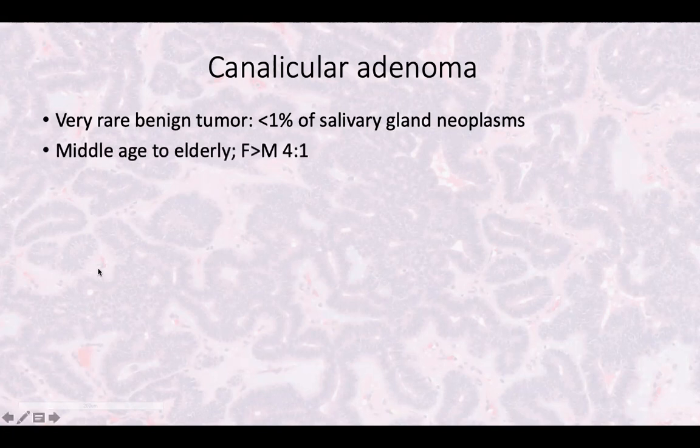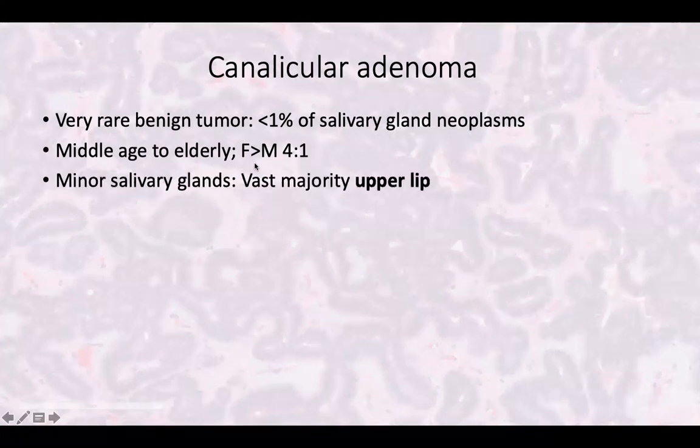And they occur in middle-aged to elderly patients. Now, all salivary gland lesions, or most, tend to occur more frequently in women, but canalicular adenoma has a more prominent female predominance for some reason. The interesting thing is they tend to occur in the upper lip. They're almost always minor salivary glands, like 99%. But of the minor salivary glands, around 80% or so will be the upper lip. And then they also occur on the palate, buccal mucosa, stuff like that.